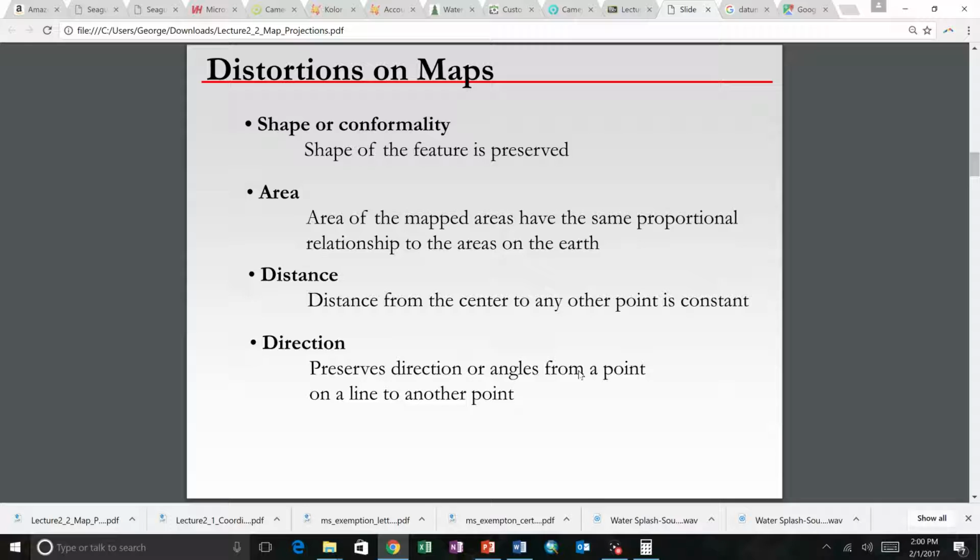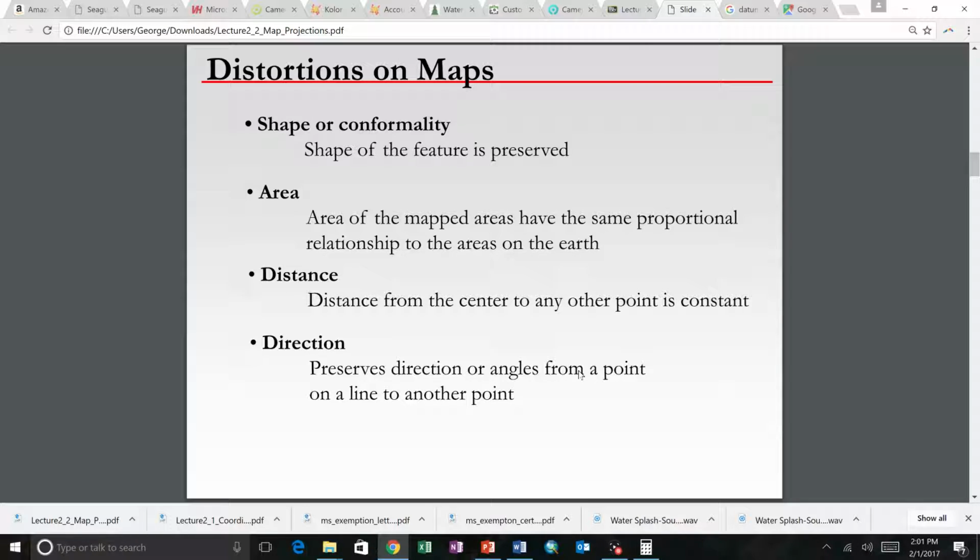So in all of these things, you get to pick one, and then sometimes you could pick two, and it's a balance. It's referred to as a balance projection. Okay? Area, distance, and direction. So distance is just, I'm going to measure from one location to the next, and direction preserves the direction or angle from a point to any other point.